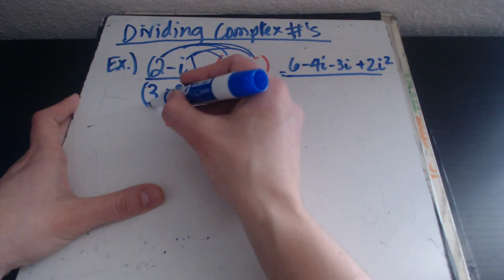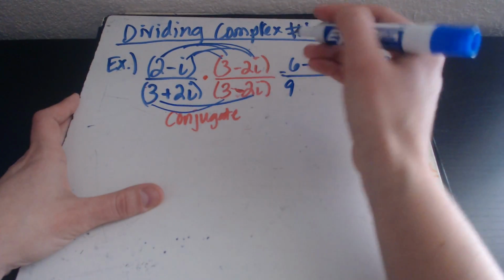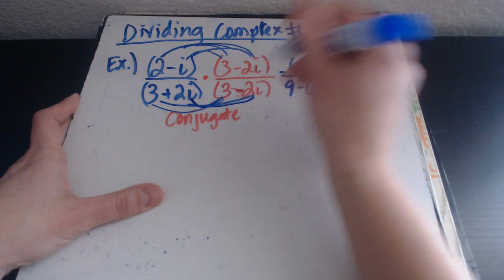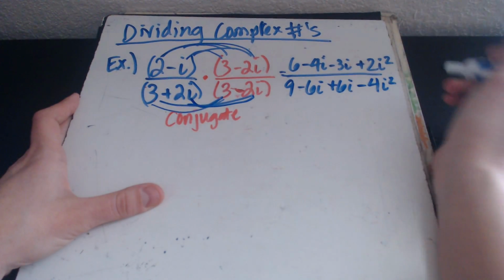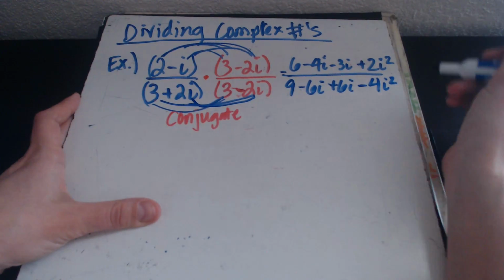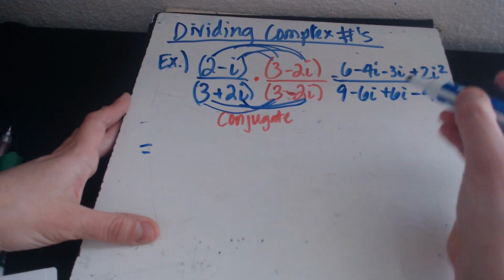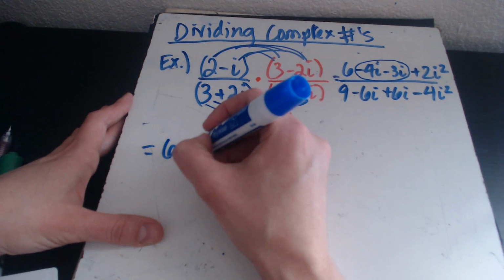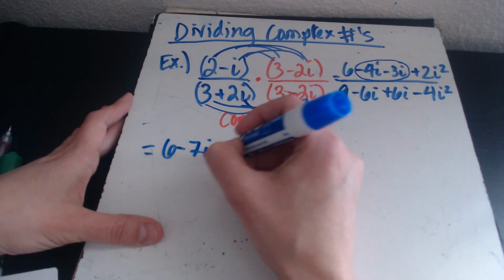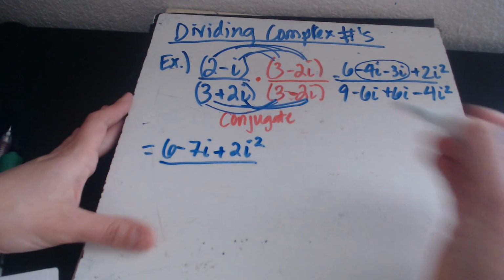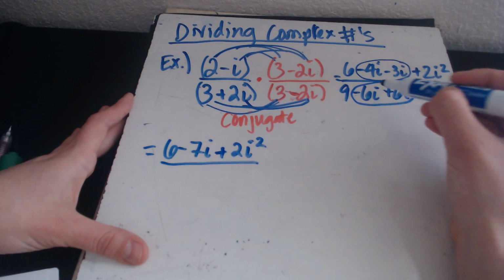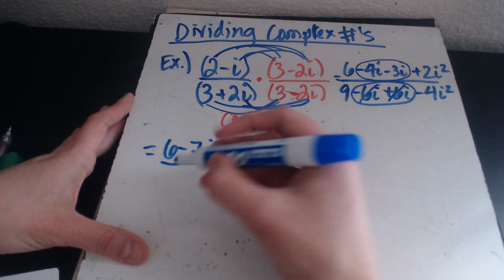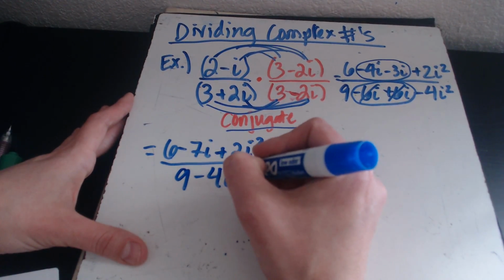Okay, then on the bottom, 3 times 3 is going to give me 9. 3 times negative 2i, negative 6i, 2i times 3, positive 6i, 2i times negative 2i is negative 4i squared. Okay, so now I need to simplify stuff down. So in the top, we're going to combine those terms right there. So this is going to be 6 minus 7i plus 2i squared. In the denominator, we're going to combine these two, and guess what? Those cancel, and that should happen. That's what happened when I multiplied the conjugates before. That's what I want to happen. So this is just going to be 9 minus 4i squared.